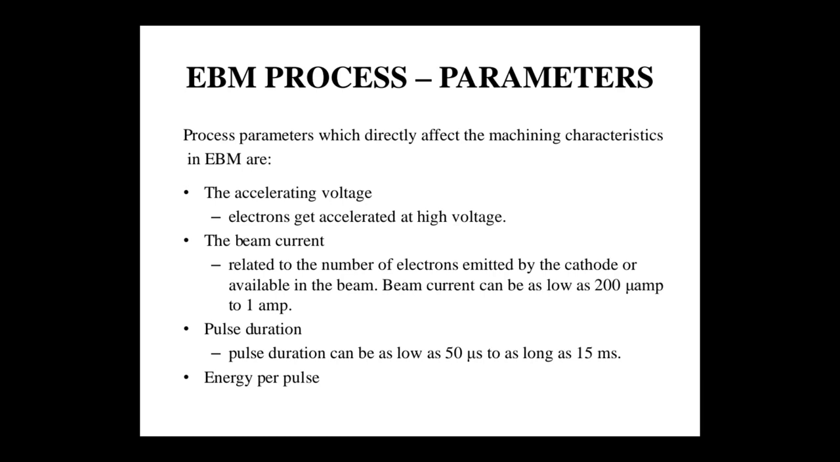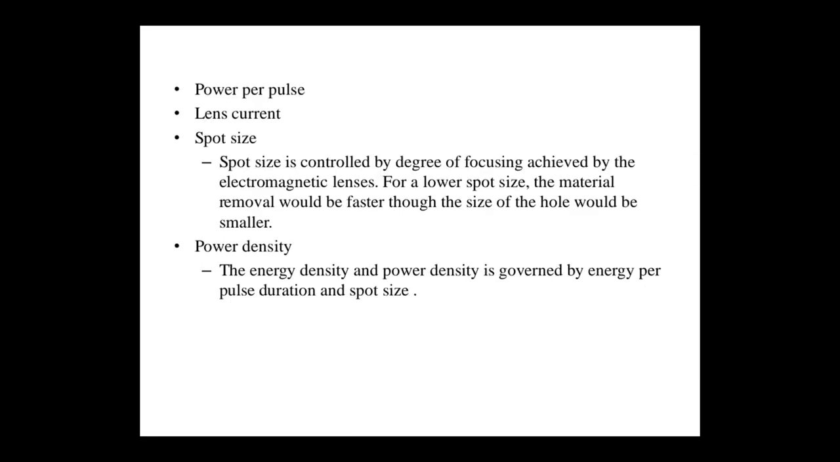The next process parameter is the pulse duration. Pulse duration can be as low as 50 microsecond to as long as 15 millisecond. And energy per pulse, again power per pulse, lens current, spot size.